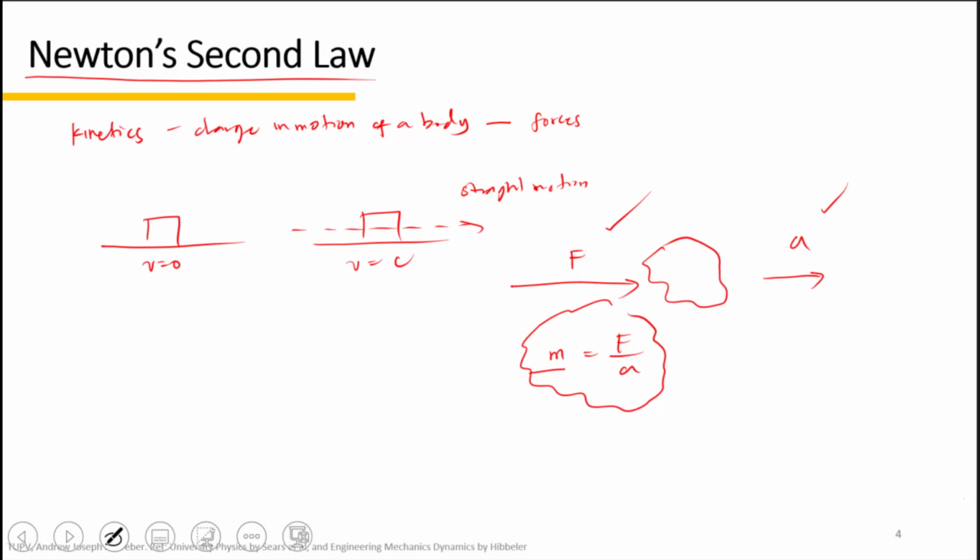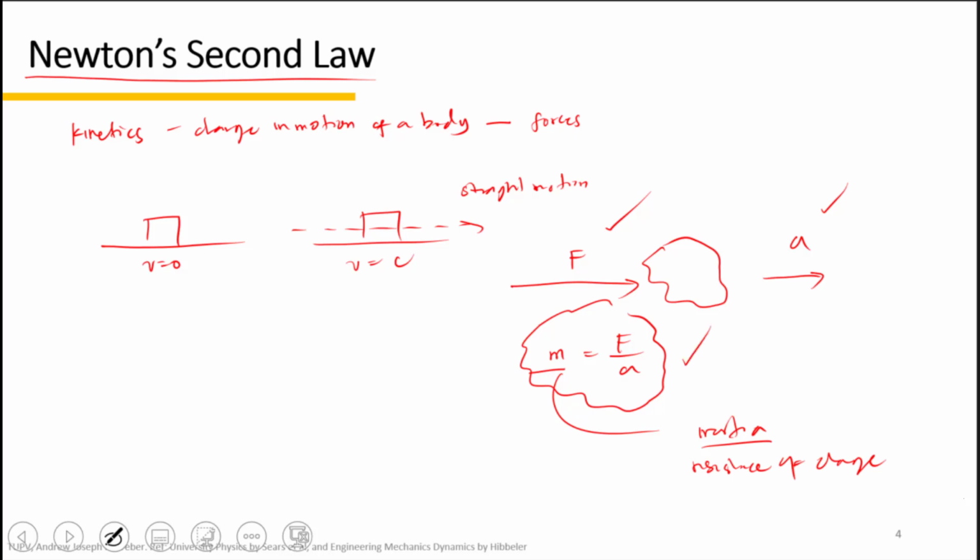And the mass, as you can see, is a quantitative measure of the resistance of the particle to a change in its velocity. And sometimes it is referred to as inertia. The higher the mass, the higher the inertia. The lower the mass, the lower the inertia. And the inertia is a measure of the resistance to change.